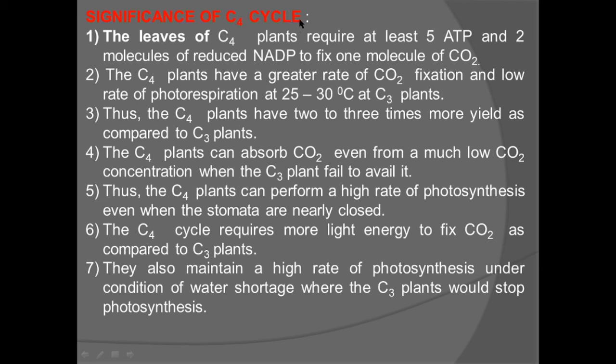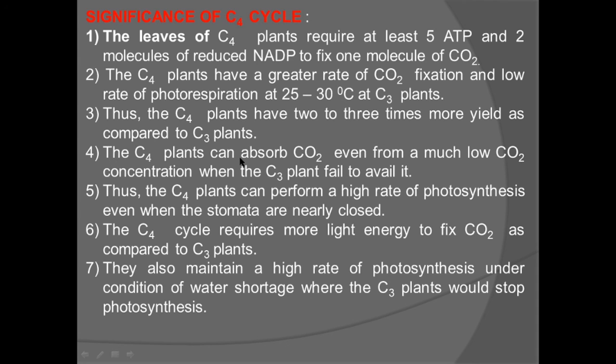Significance of the C4 cycle. The leaves of C4 plants require at least 5 ATP and 2 molecules of reduced NADP to fix 1 molecule of carbon dioxide. C4 plants have a greater rate of CO2 fixation and a low rate of photorespiration at 25 to 30 degrees centigrade compared to C3 plants. Thus, C4 plants have 2 to 3 times more yield as compared to C3 plants. More yield means more synthesis of photosynthesis.